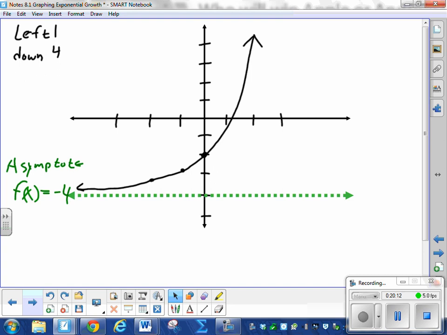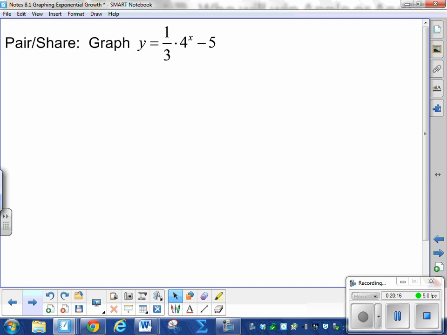Okay, so let's see here. What I want you guys to do for homework is this problem, this pair share. So I will be checking for this when you guys come in tomorrow. So make sure you guys try this one problem out.